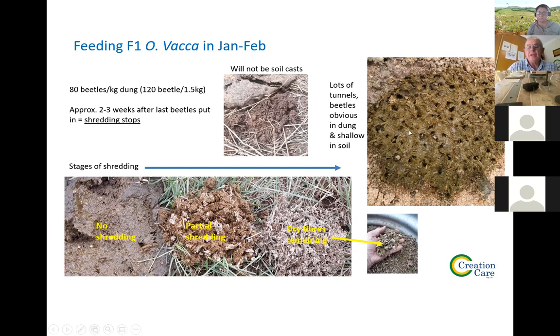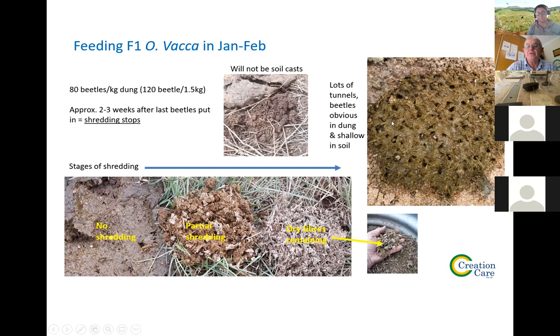And therefore, you'll know when F1 beetles are active, because instead of the dung being buried, it looks like it's been shredded. This is no shredded dung, a fresh dung pad. Then that's been partially shredded. The moisture has been sucked out of that dung. And that's a completely shredded dung pad. It's dry fibers that you can pick up with your hand. So when you start to see shredding in a dung pad, then you know that's a key sign telling you that the new generation of beetles is out. It's not just the parents using the dung, it's the young ones as well.